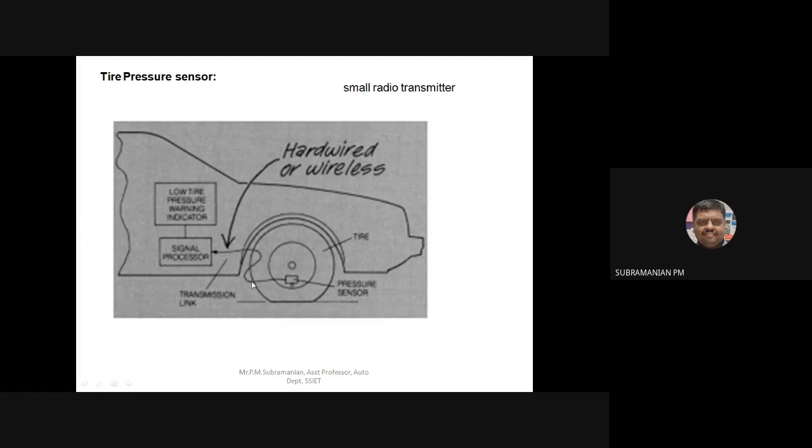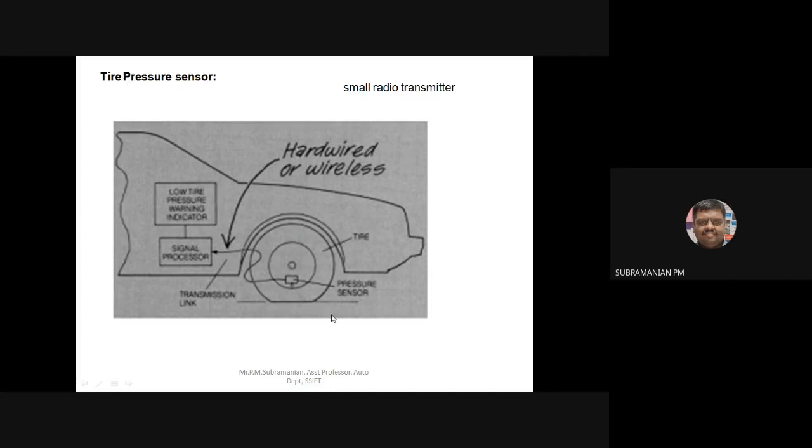Okay, so for that, how am I going to communicate? For that, we are using a transmission link. It can be a transmitter just like your radio. There will be no connection. By radio frequency waves, I can transmit the signals, or I can use some other mechanical linkage also if possible. So we have to look over this. But actually what he is saying is they are using a transmitter. By transmitter, the signal processor will be receiving a signal that the tire pressure has gone beyond a level, that is, it has gone down. Okay, so that will be giving an indicator, so that you will be monitoring the tire and inflating the tire. Okay, this is related to tire pressure sensor.